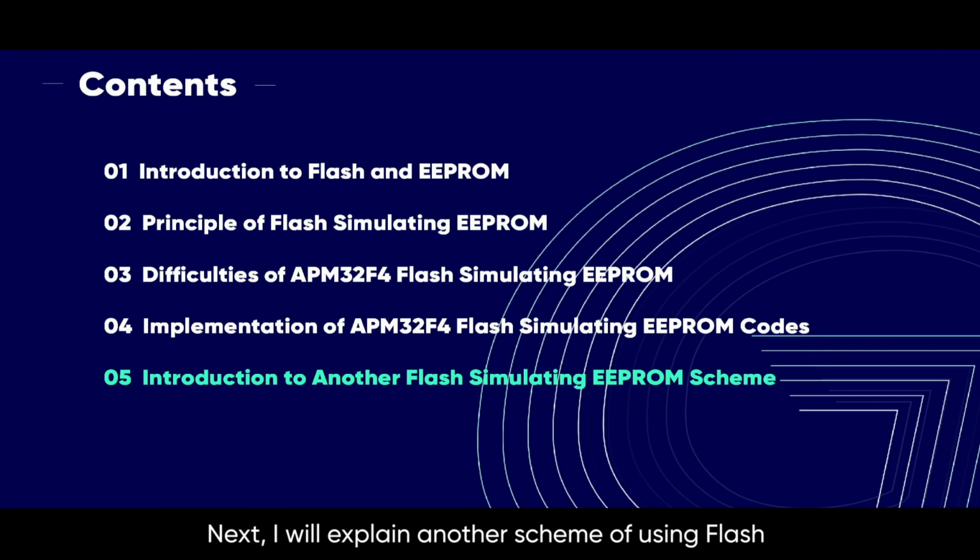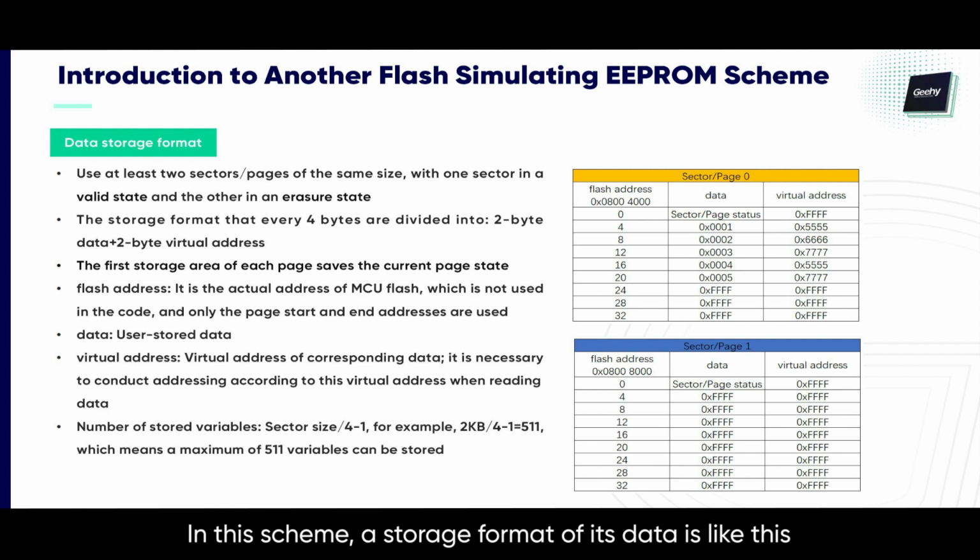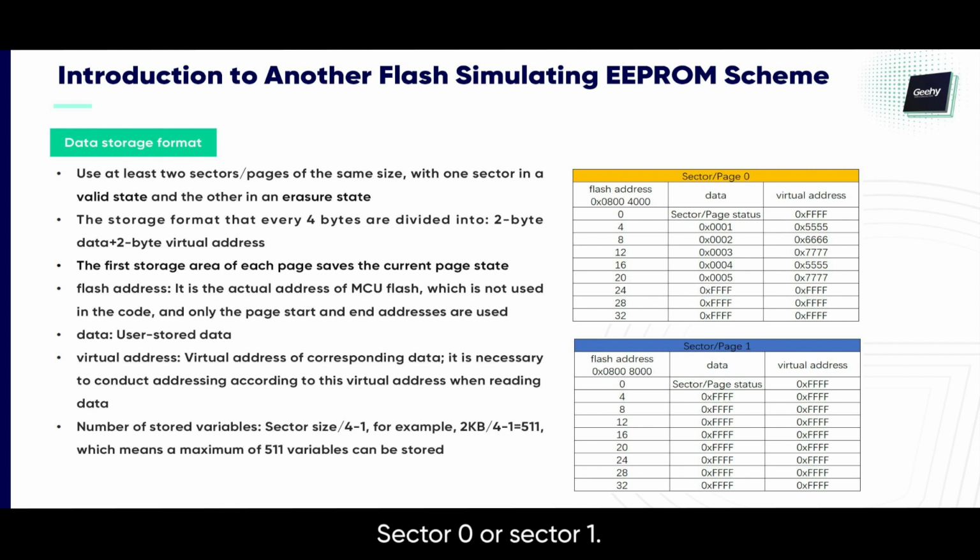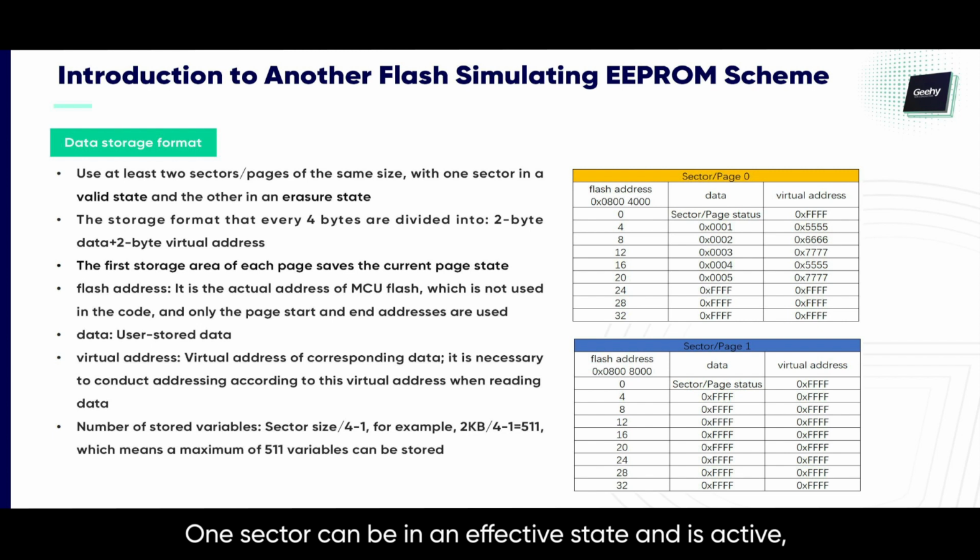Next, I will explain another scheme of using Flash to simulate EEPROM for your reference. In this scheme, the storage format of its data is like this, and it must first use 2 sectors of the same size, i.e. Sector 0 and Sector 1. One sector is in an effective state, that is active, and is being read and written all the time. The other sector is in an erased state, as we can see that all the data is FF. This sector is in a standby state at any time.